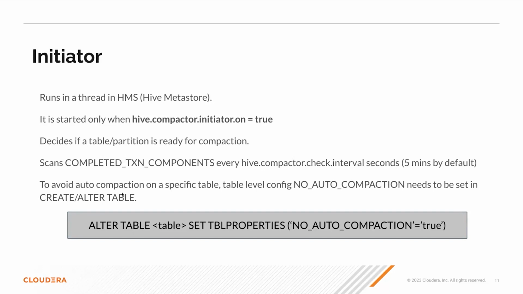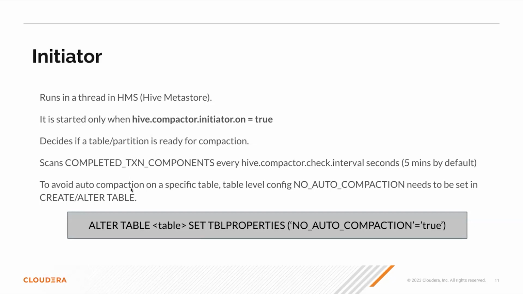So what the initiator checks is whether for a particular table, there are already compactions that are triggered, or it's still working. Because even if we have already triggered the compaction for a particular table, there are still transactions running on tables. So if it's already compacted recently, there is no need to compact it again, or if the compaction is still working, we skip those tables or partitions.